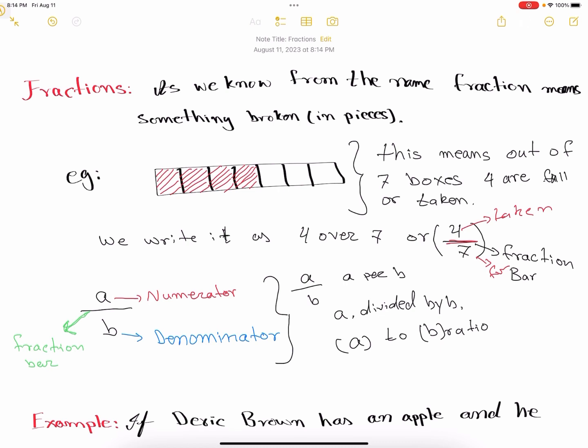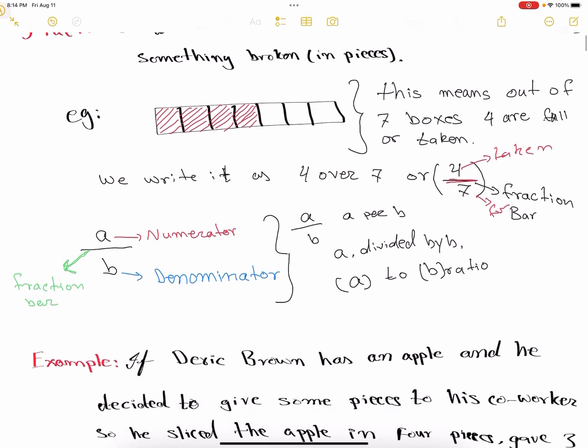So we have A over B. We call this a fraction bar. The top one will be the numerator. The bottom of the fraction bar will be the denominator. We have different ways of saying it. We also use this as a division, A divided by B, or A per B, or A ratio to B. So it's a ratio, it's a division, it's a fraction. You can call it different names.